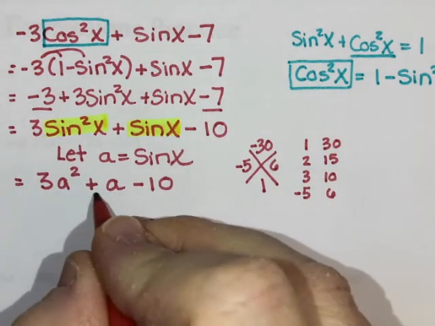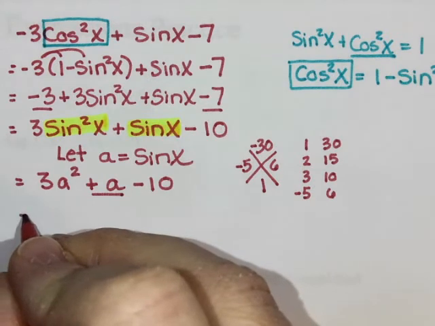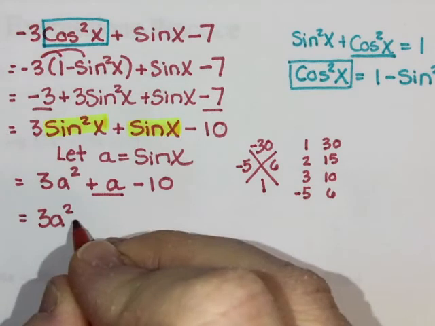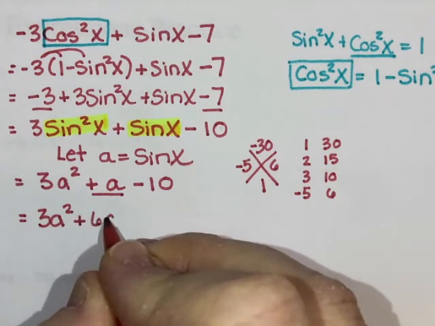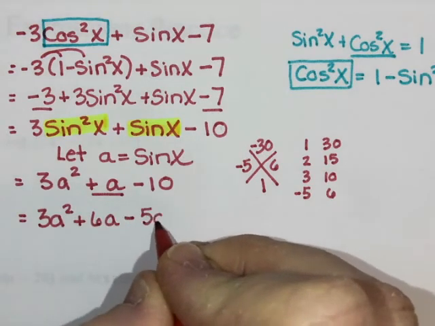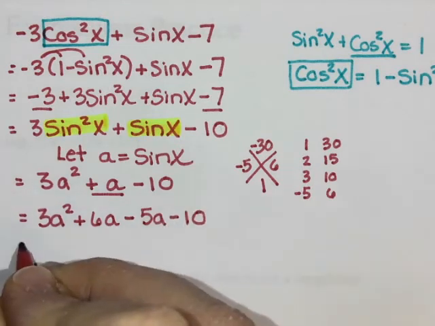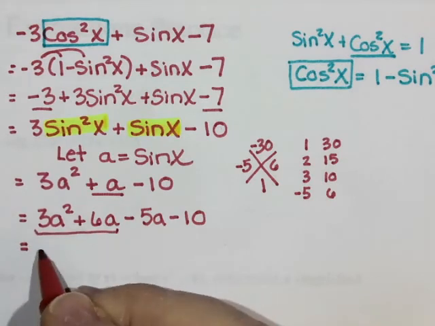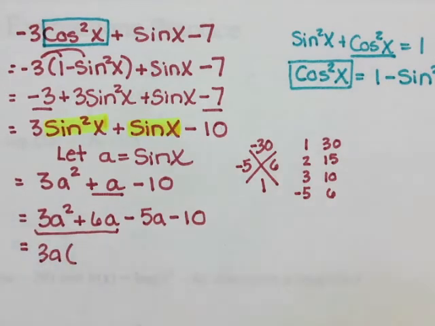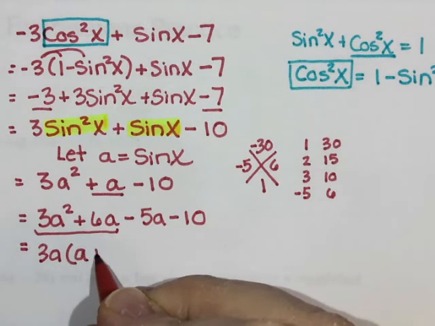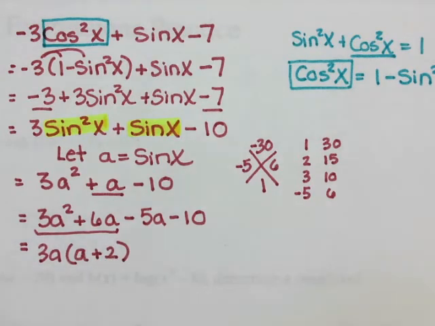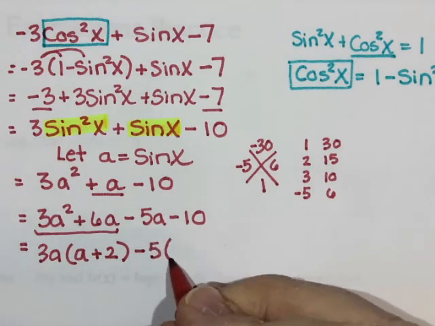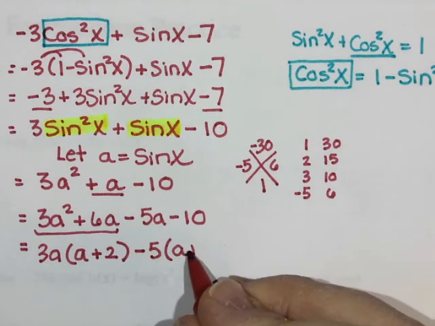So I'm going to take out that middle term and replace it. I think I'm going to put the 6 with the 3. So I have 3a squared plus 6a minus 5a minus 10. Out of the first pair, I can take out a 3 and an a, and I end up with a plus 2. In my second pair, I can take out a negative 5, and I'm left with a plus 2.